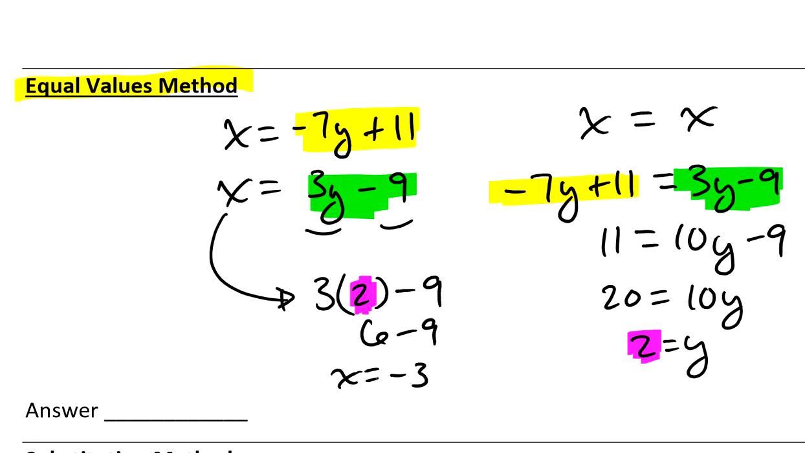Now, writing this as an ordered pair, I would write it as negative 3 comma 2. That's the x and then the y value. That's the location where these two equations would meet each other. And by the way, this was choice C, so I'm going to write C here because I did problem C using the equal values method.